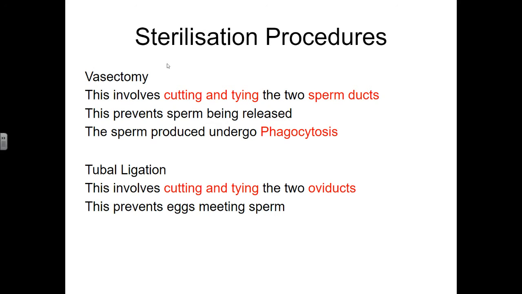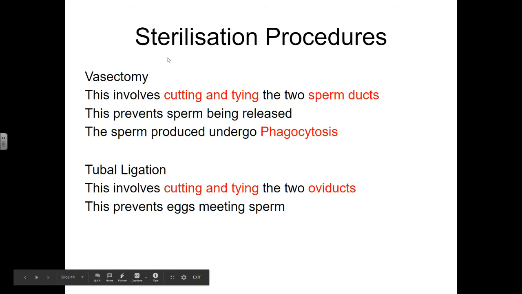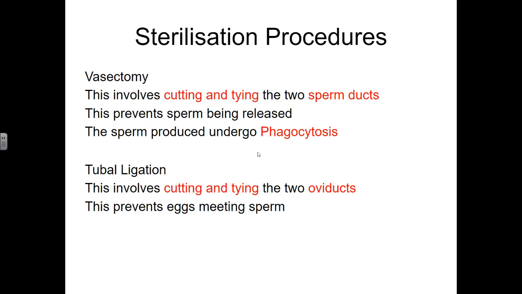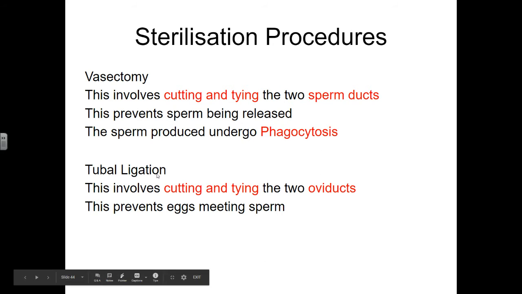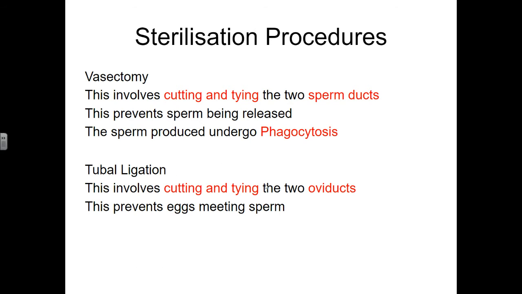Sterilization procedures, so you can have vasectomies, you can have tubal ligations. Vasectomy, vas deferens, is the scientific name for the sperm tube. So you cut or tie the sperm tubes. This prevents the sperm being released because they try and leave the testes and there is nowhere for them to go. The sperm produced then would be undergoing phagocytosis, so they don't just sit there for the rest of your life, they get digested. Tubal ligation is the female form, so it involves cutting or tying the oviducts.